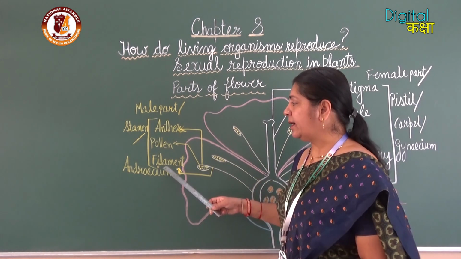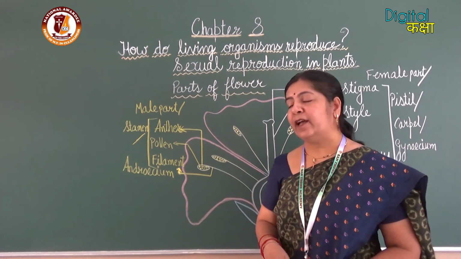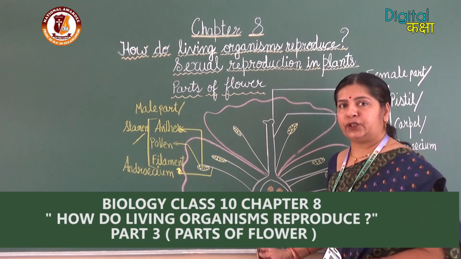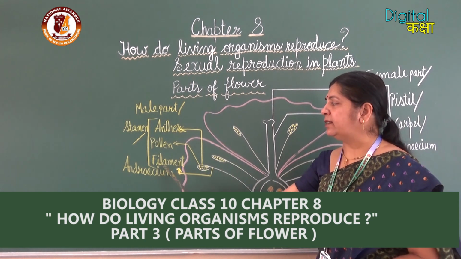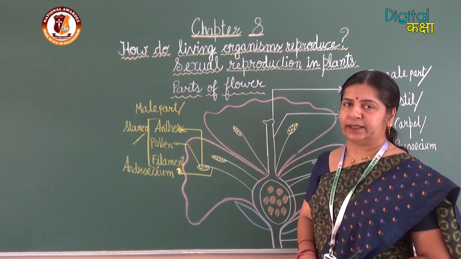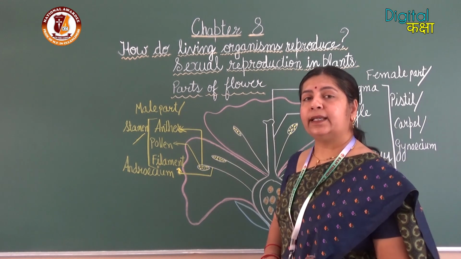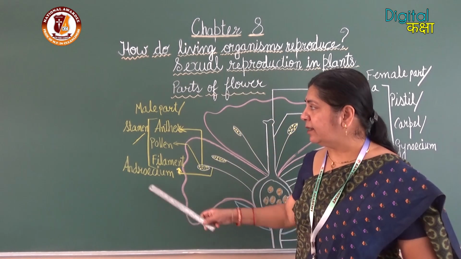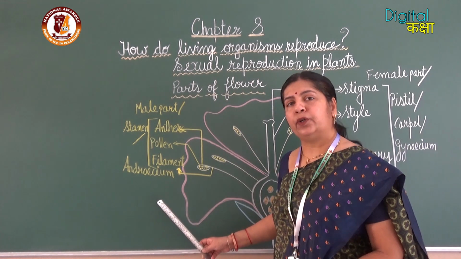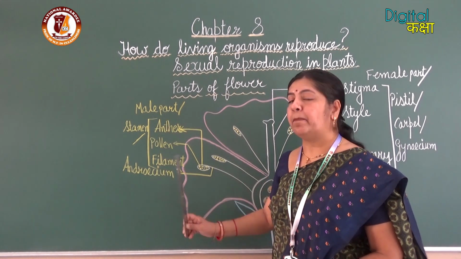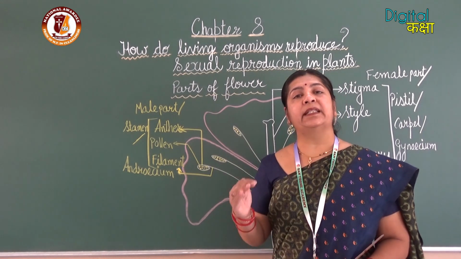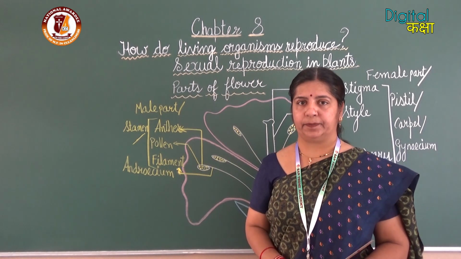After that, the stalk of the anther, by which it is attached to either the style or the ovary, is known as filament. So the stalk of the anther is known as filament. So anther and filament together form stamen, or androecium, and this is the male part of the flower, and they form the third whorl of the flower.